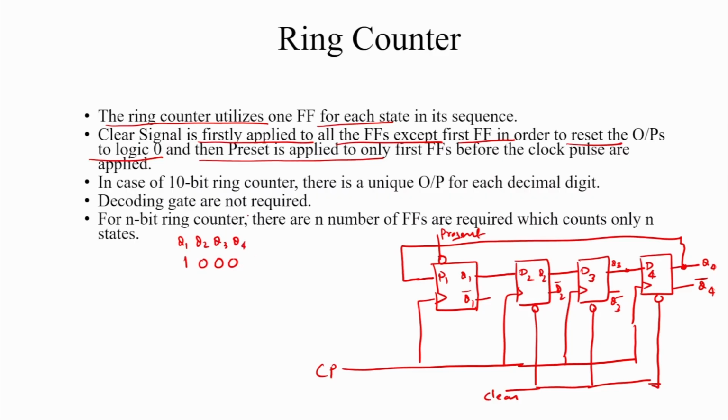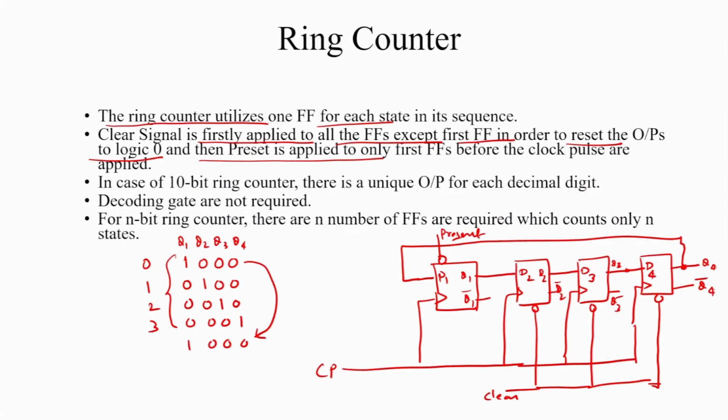Q4 is connected back, so this is 0, 1, 0, 0. Then again Q4 is connected back, this is 0, 0, 1, 0. Again Q4 is connected back, this is 0, 0, 0, 1. And again it is connected back, what happens here? 1, 0, 0, 0. Then the same sequence occurs. This means it counts in clock pulses 0, 1, 2, 3. Total it counts a 4 sequence.